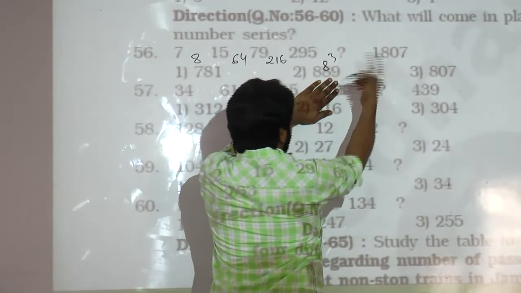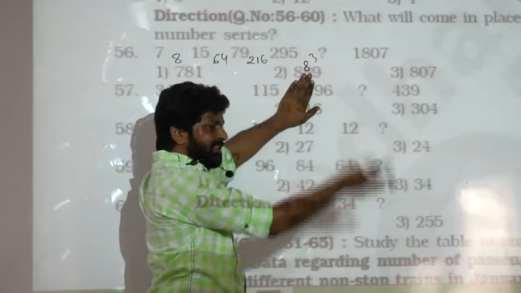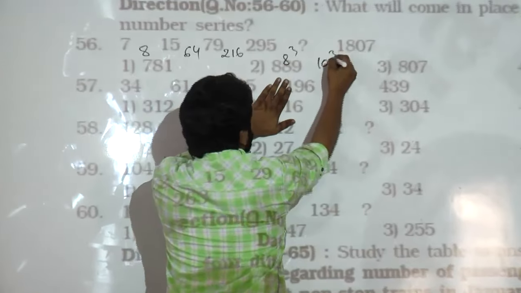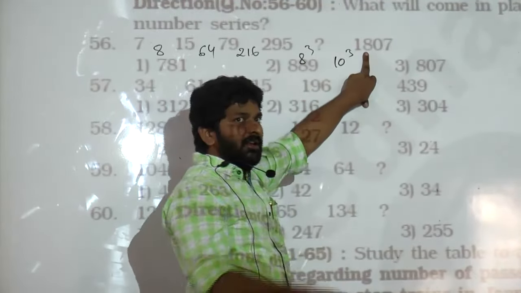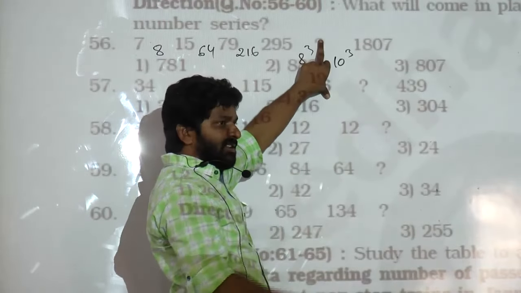Next, I don't want to calculate it. What is the next number? What is 10 cube? So 1807 minus 1000 is 807, the answer, right?